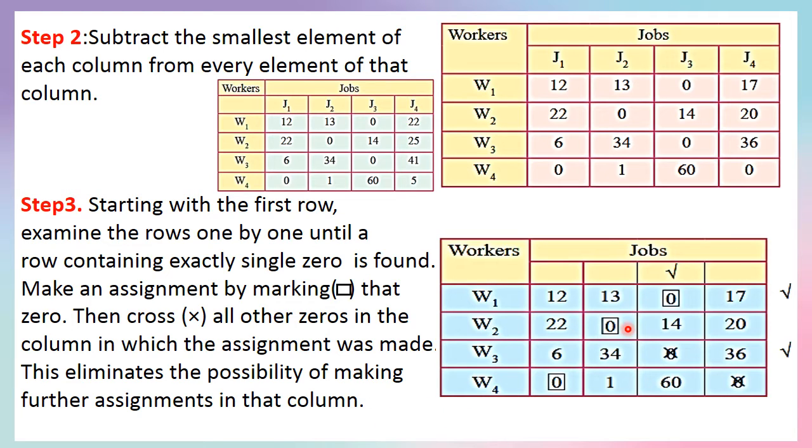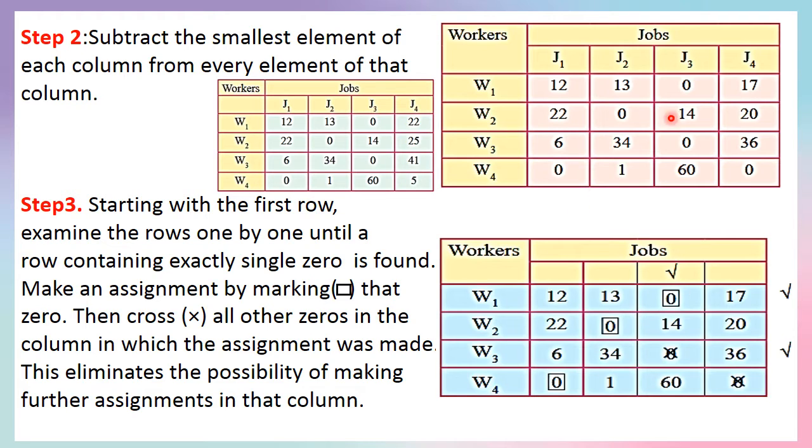So here we have to just observe this matrix. In the first row, when you observe, there is only a single 0. So we have to assign this 0, means put this 0 in a box. So we will draw a box around this 0.